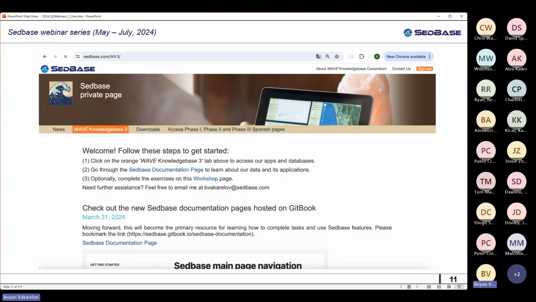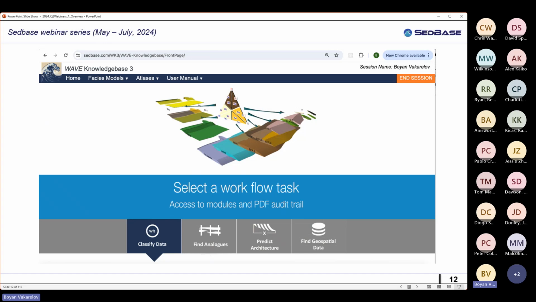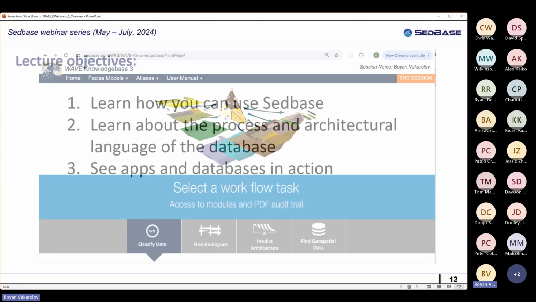and then you will be able to go in to our private pages. Once you go in, if you want to get to the Wave Knowledge Base itself, you would click on the orange button on the top. In addition to that, if you're opening things up for the first time, have a look at the page that opens. It has links to some of our documentation pages. It guides you through some of the things that you might want to check out before you start using the database. Once you go in, you will then get to the main part of the database. This is the main page where you will be accessing most of our tools.